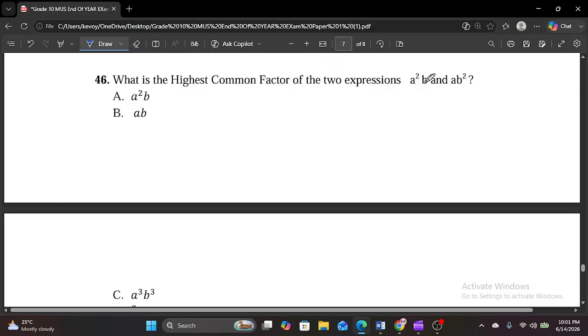What is the highest common factor between a squared b and a b squared? Well, there's only one common factor. Out of this right here, you can only get 1a, and out of the 2 things right here, you can only get 1b. So ab is the highest common factor.